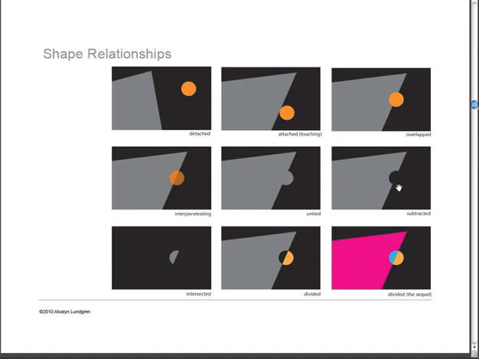Subtraction is where you take a bite out of something. So we see the influence of the circle into the rectilinear shape, but the circle doesn't exist anymore, but we recognize that it used to. And subtraction is used a lot in logo design and in other things.